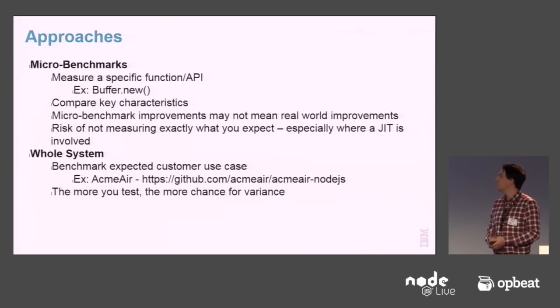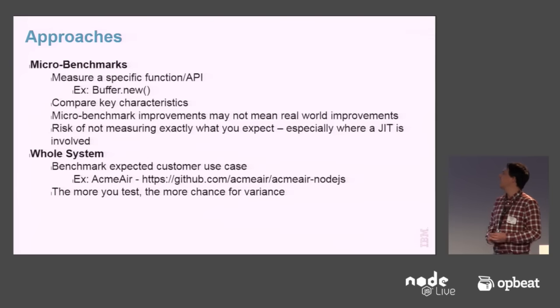Some things to be aware of, though, is that even if you go and improve, for example, the buffer API, so it now runs 300 times faster, that may not actually translate into any real-world improvements, because perhaps creating a buffer might be a very, very small percentage of the time spent in a real-world application.